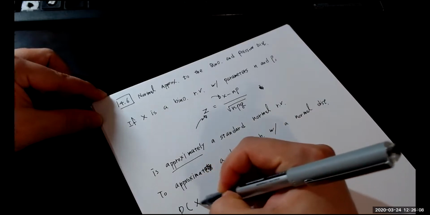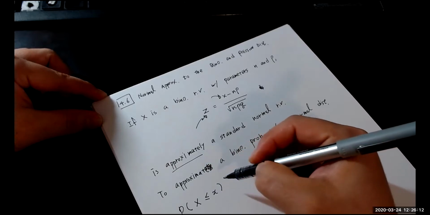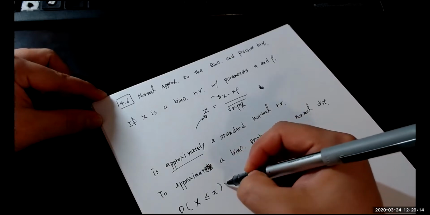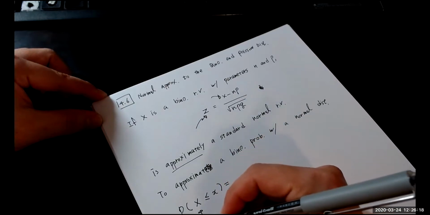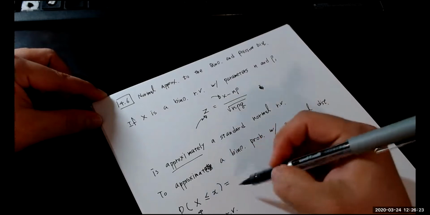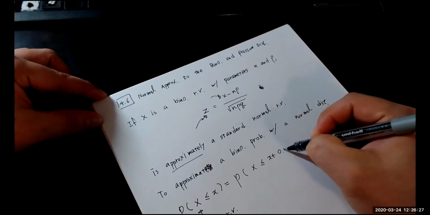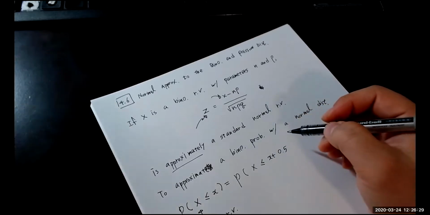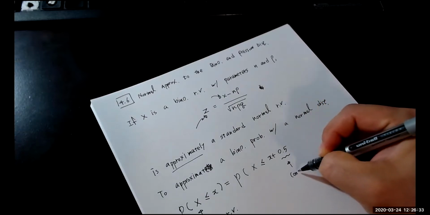What that means: the probability that x is less than or equal to x, keep in mind this is a binomial random variable, is approximately equal to the probability that x is less than or equal to x plus 0.5. That 0.5 is called the continuity correction.